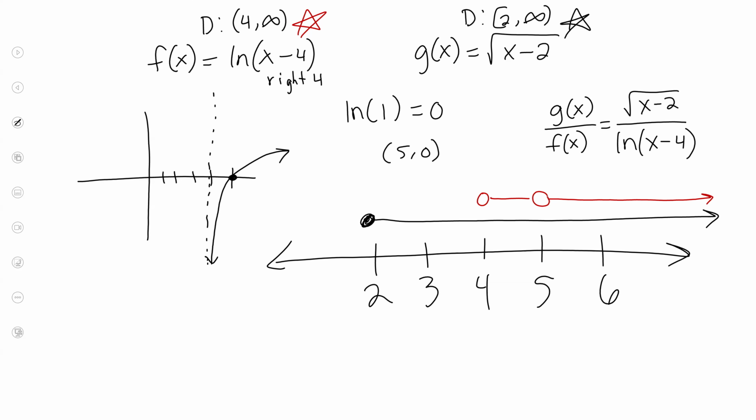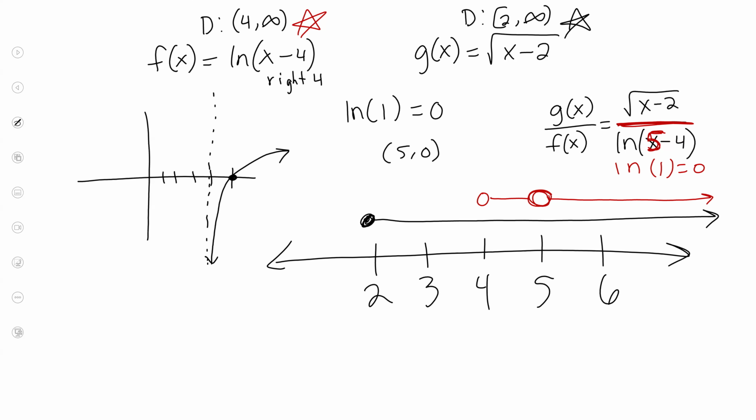Look, if I put a 5 right here, 5 minus 4 is 1. The natural log of 1 is 0. The issue this time is that the natural log is in the denominator. You cannot have zeros in the denominator. That is why we have to exclude 5. That would give you a 0 in the denominator, okay?